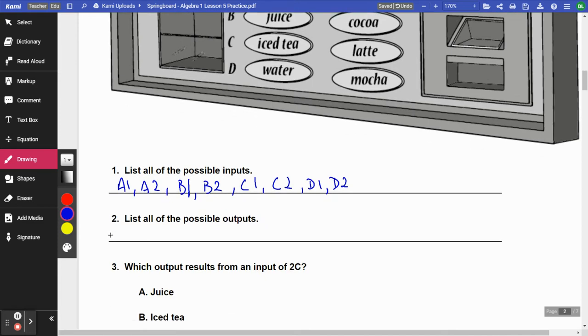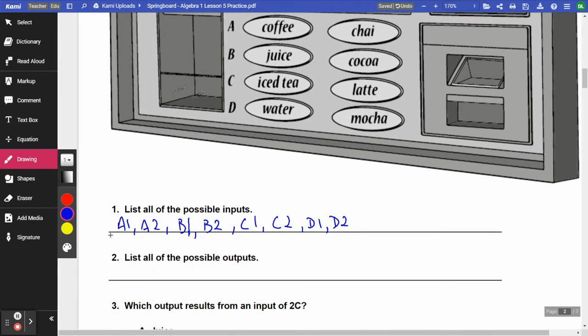List all the possible outputs. Well, if I push those buttons, what happens? If I push A1, I get coffee. If I push A2, I get chai tea. B1, I get juice, cocoa, iced tea, latte, water, mocha.